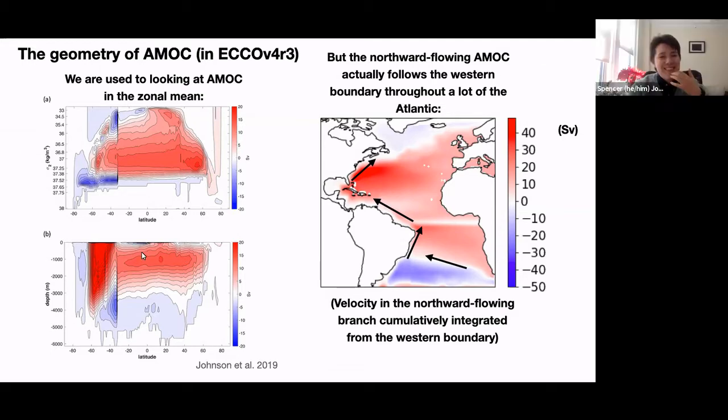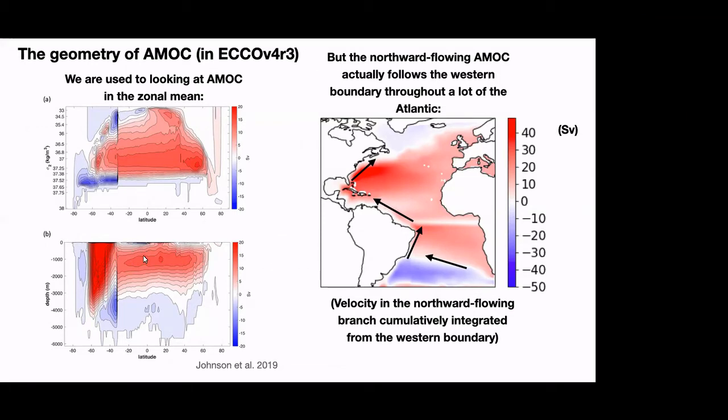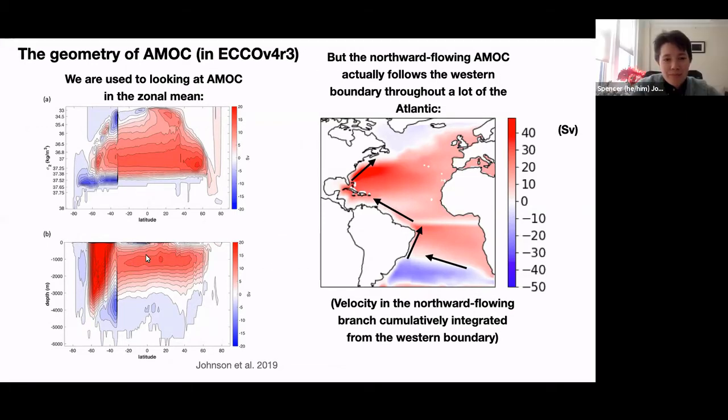The northward flow of the AMOC is really not distributed zonally across the basin.